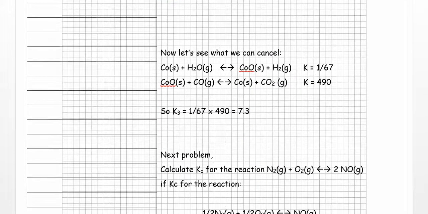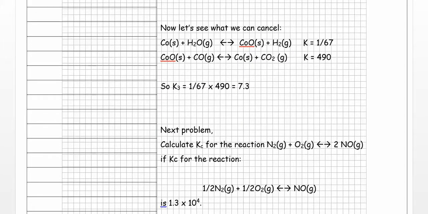Now, let's see what we can cancel, right? So we've got two reactions, and we want to cancel what we can on the right and the left. Here's how it works. CO solid on the left of that one, CO solid on the right of that one. Solid here and solid there cancel, and look what I'm left with. H2O gas plus CO gas yields H2 gas plus CO2 gas. That's exactly what I was looking for. So I've got two reactions that if I add up, right, I can get the reaction that I'm interested in.